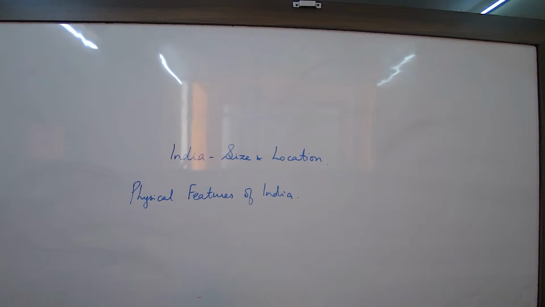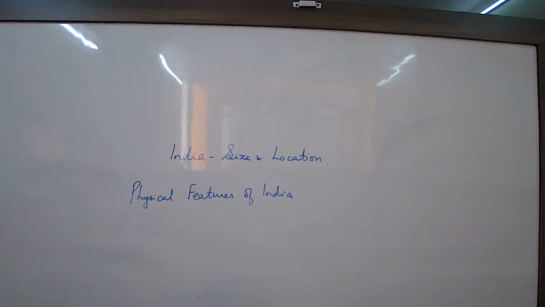What was the first? Entirely in the northern hemisphere, land extends between latitudes 8.4 degrees north. 8.4 means, see, this is the 0 degrees. 8.4 is over here. And 37 degrees 6 minutes north, which is here. So it's completely in the northern hemisphere.